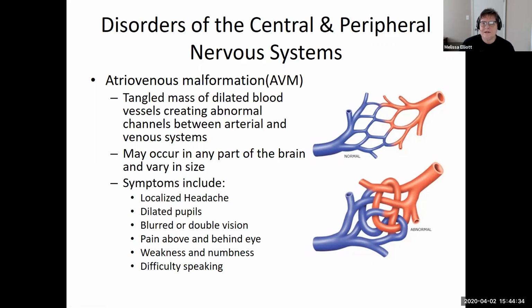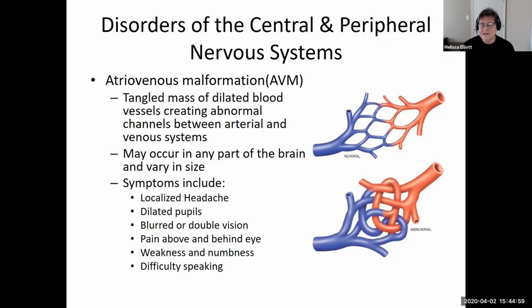This section is going to cover a couple of different things, some other types of bleeding disorders and seizure disorders. The first disorder that I want to talk about is called arteriovenous malformations, and this is where in the capillary bed you just essentially have a tangled mass of blood vessels that are dilated and are producing abnormal channels between the arteries and the veins.